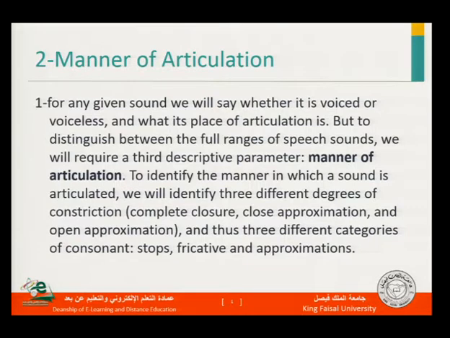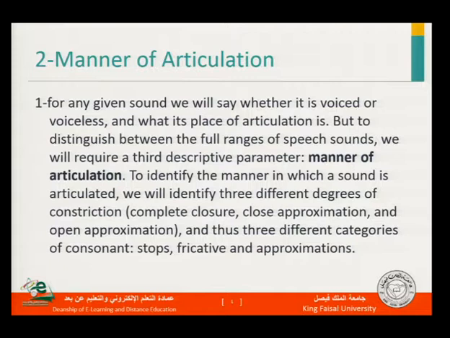Notice in pronouncing the 2 sounds, P and B, I indeed stop the air completely with my 2 lips, then I release it and let it go. And as such, the P and the B are called stop sounds. Why? Because the air coming out of the lung is completely stopped by my 2 lips.